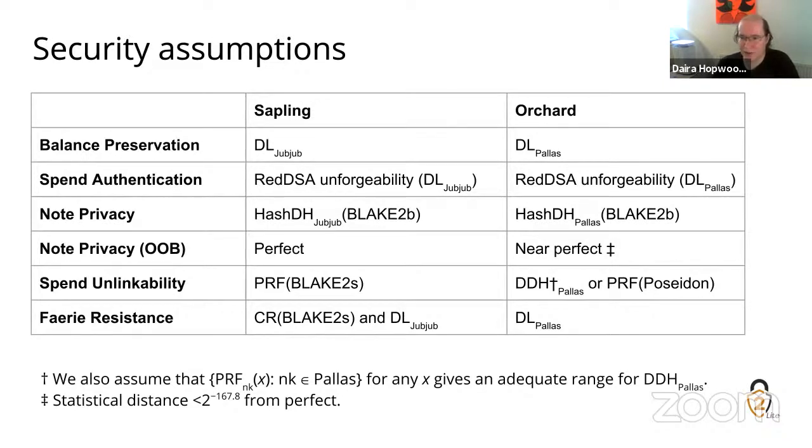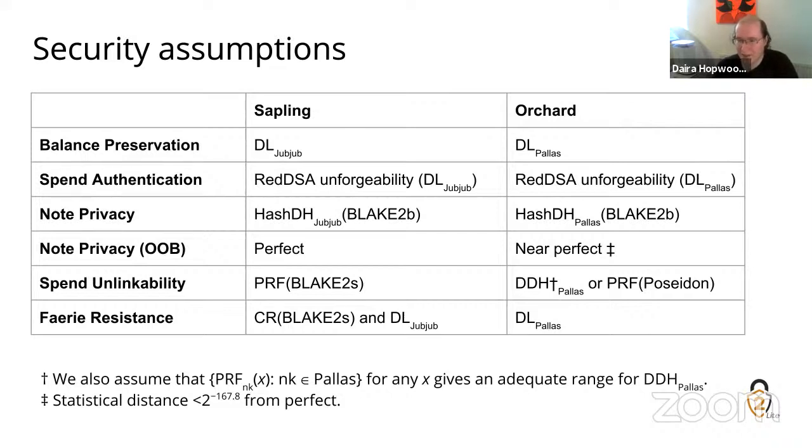So for Orchard, we replace Blake2s with Poseidon, which is a circuit-efficient hash function, but we don't want to rely entirely on the security of Poseidon as a PRF, because it's quite a new hash function. So we use this construction that is secure if either Poseidon is a secure PRF, or assuming this decisional Diffie-Hellman assumption on Pallas. And there's a caveat there, which I don't need to go into. We also need to make a very weak assumption on Poseidon, even in that case.